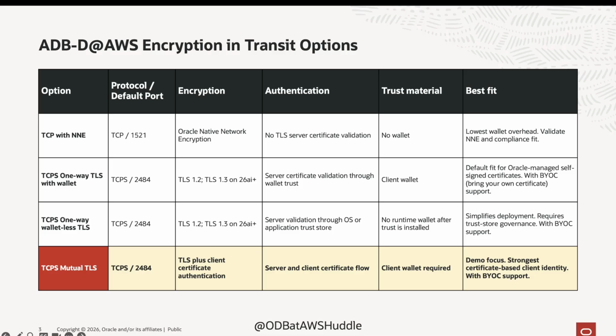And this table summarizes the main connection options. The first option is TCP with Native Network Encryption, as mentioned, on the default TCP port 1521. This is the lowest wallet overhead option. It is useful when the customer wants encrypted Oracle Net traffic without distributing wallets, but the customer should validate that the negotiated encryption and compliance posture meet their requirements.